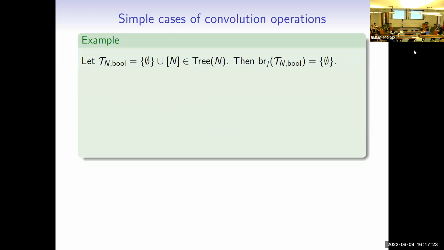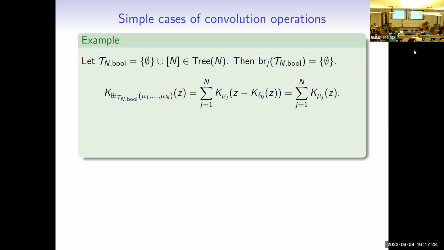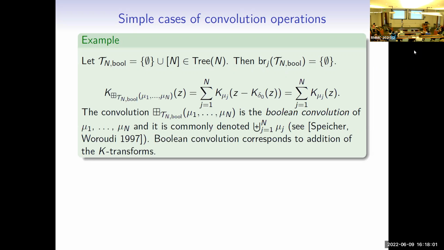What if we have just roots and some children for this root? Then in this case, it's corresponding to the Boolean convolution. Since if you consider any branch of this tree, that's just empty. So for any children of the roots, you don't have any other branch. So in this case, you can compute the equation we mentioned before in the theorem as a sum of the K transform of mu J composed with this one. And the second one is just 0, so you have just the sum of the K transform. This is just recovering the Boolean convolution.